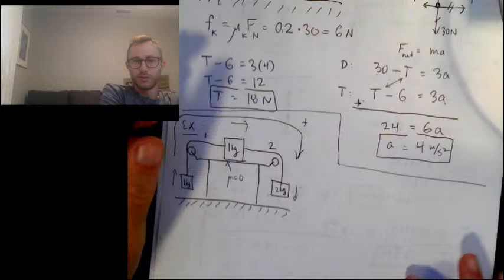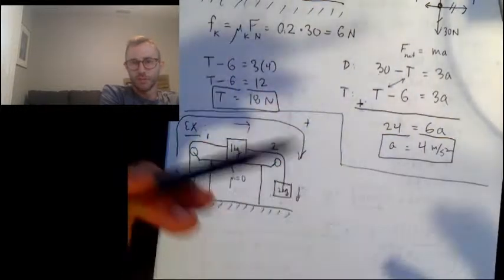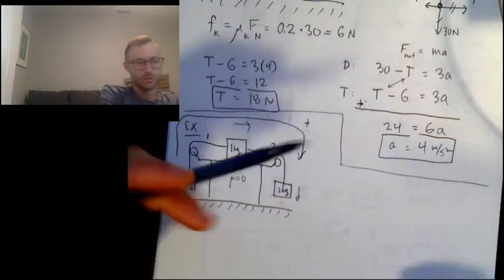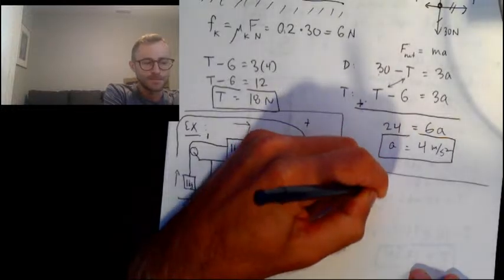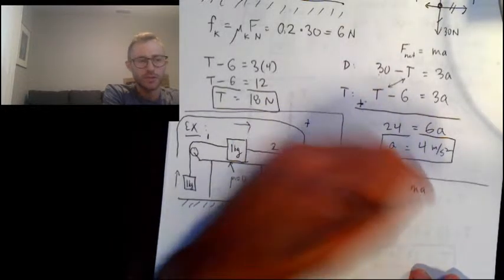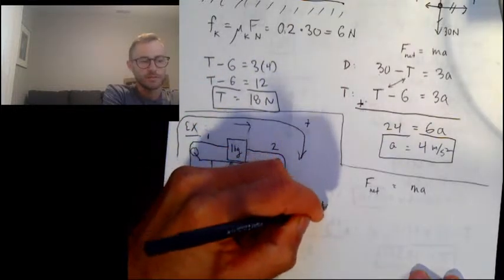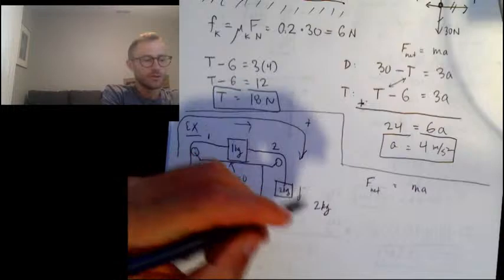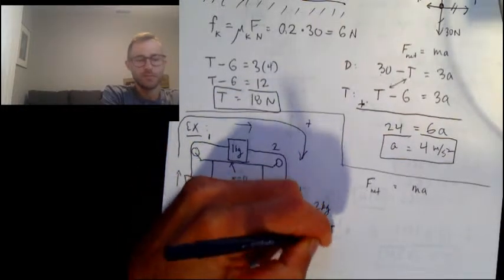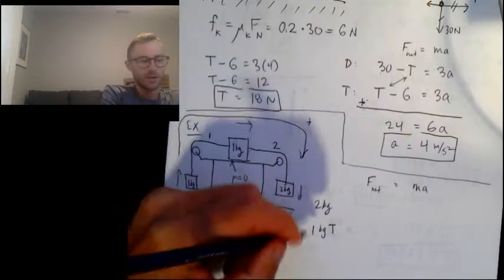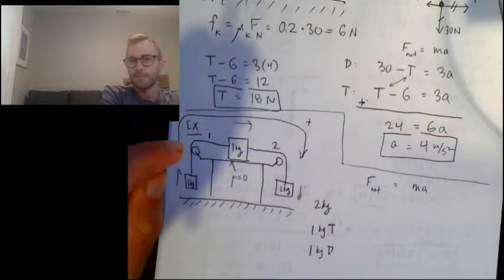So we are going to do Newton's second law, but this time we're not going to have 2 rows of equations. We're going to have 3 rows of equations because Newton's second law is true for each mass. So we have net force equals ma, and we've got it for the 2 kilogram mass. We've got Newton's second law for the 1 kilogram table mass, and we've got Newton's second law for the 1 kilogram dangling mass.